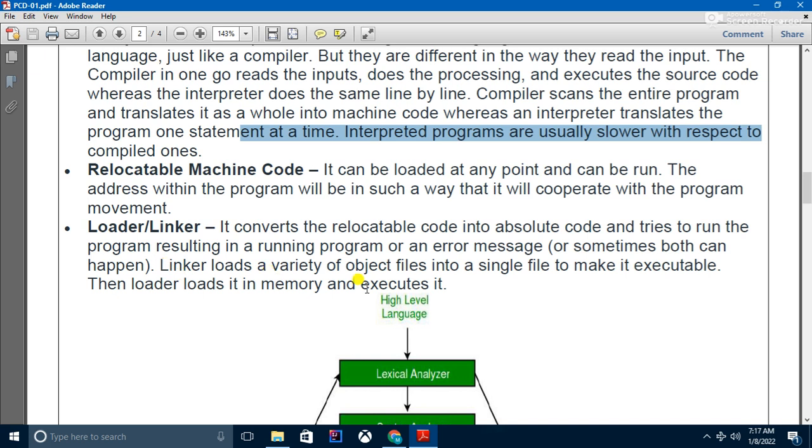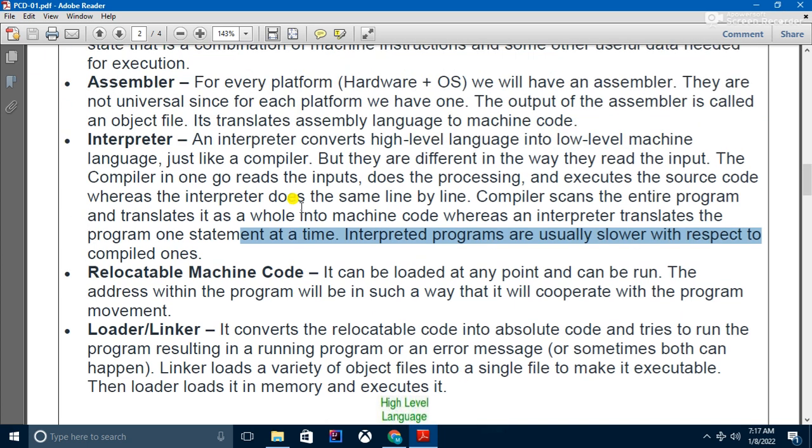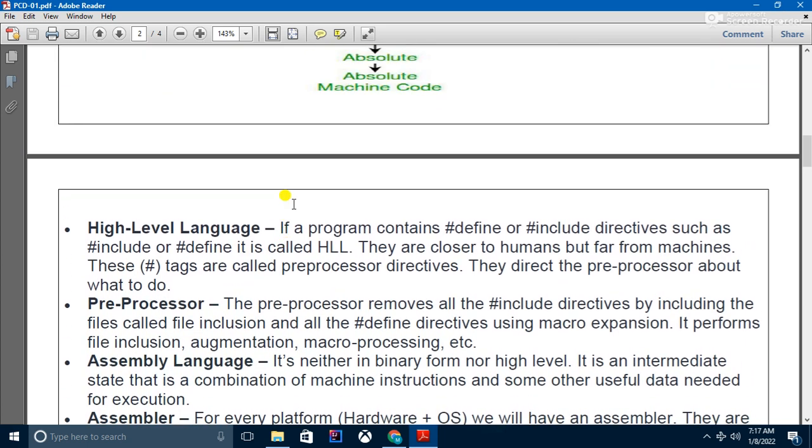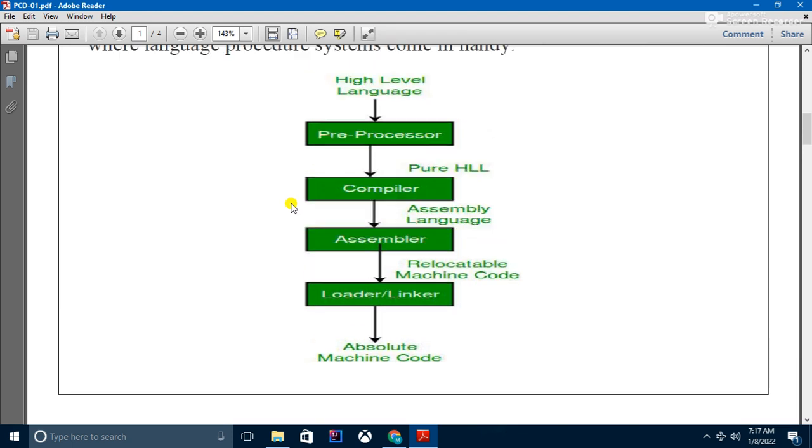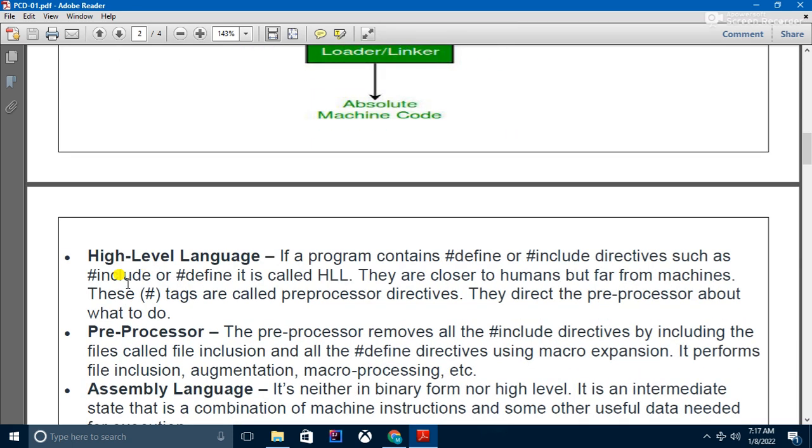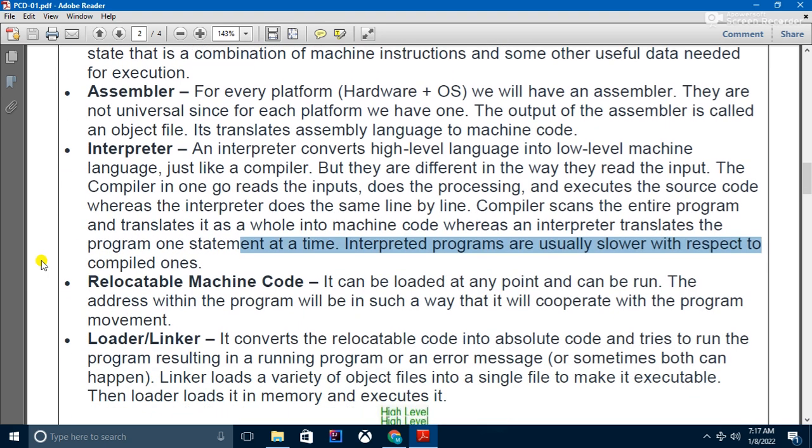The linker links a variety of object files into a single file to make it executable. Then the loader loads it into memory and executes it. So this entire process of compilation, from high level language to the pure machine level language program, goes through all the steps we have just discussed.